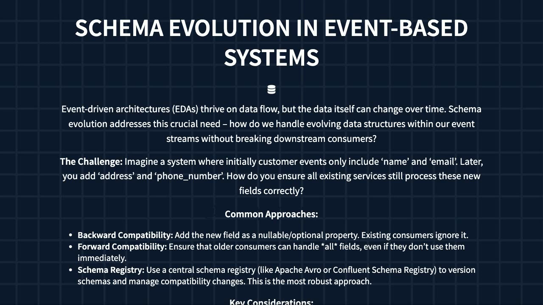There are a few ways to handle this. One is to just add the new field as an optional part of the event header. Consumers that don't need it simply ignore it. Another approach is to make sure all consumers can deal with every single possible field, even if they aren't actively using them yet. And finally, a really good practice is to use a schema registry, something like Apache Avro or Confluent Schema Registry. This lets you keep track of different versions of your schemas and helps manage compatibility automatically. When thinking about this, it's important to consider how much work it will take for your consumers to update, whether you need to migrate existing data, and how you'll version your events.